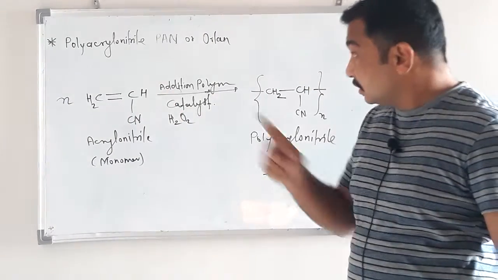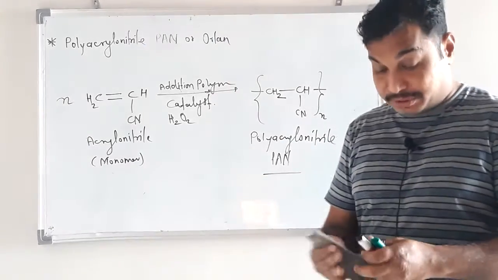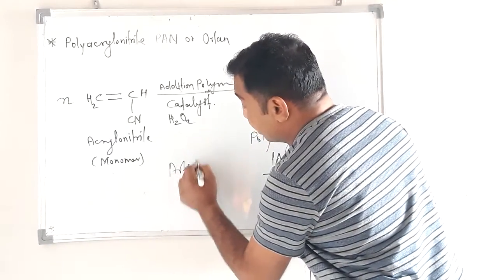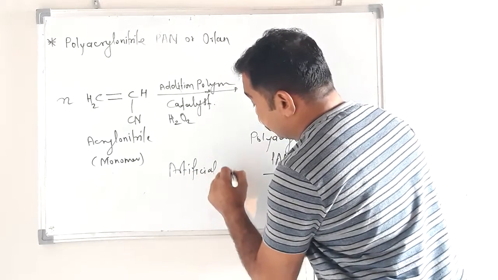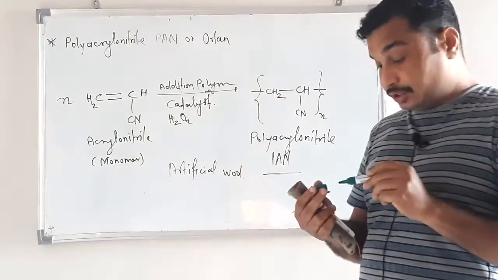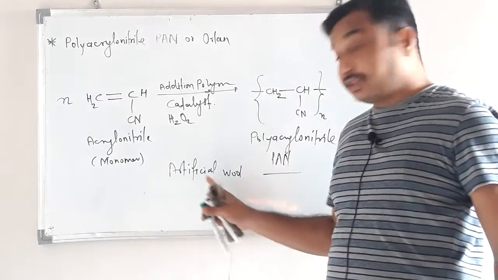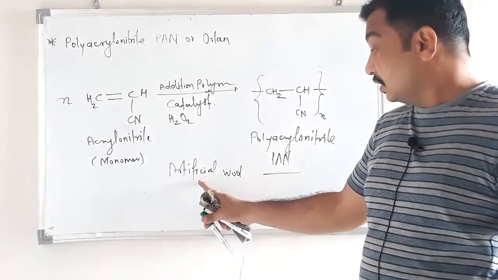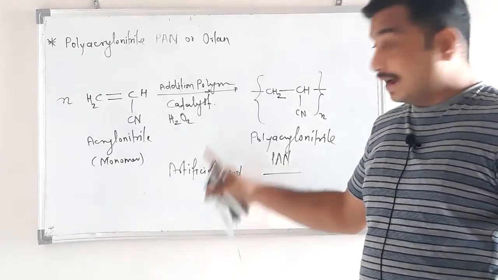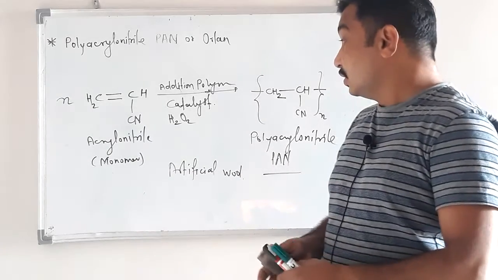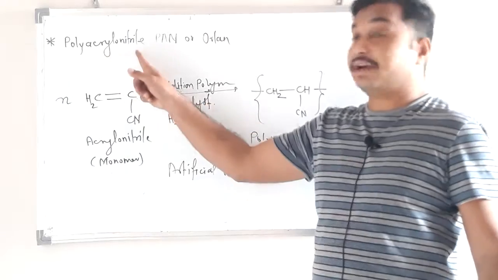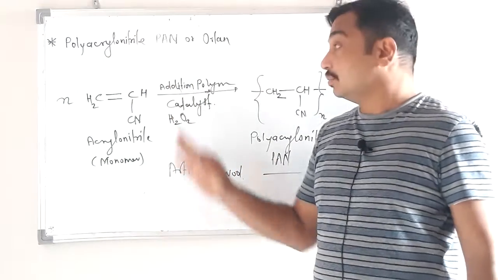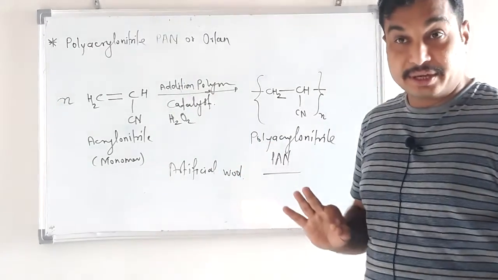Now what is the use of this polyacrylonitrile polymer? This polymer is used as an artificial wool. It is a substitute for natural wool. We know blankets. In winter season we use blankets, and they are made up of this polyacrylonitrile polymer. This is the main use of this polymer.